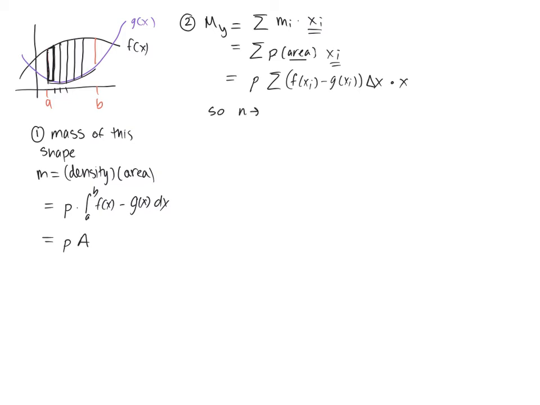So take the number of pieces to infinity, and M_y is going to equal rho times the integral from a to b. What's going to be inside of my integral? Obviously f of x minus g of x, right? And there's a dx obviously as well, so delta x becomes dx. What else has to be in the integral? x sub i, and that becomes x once you've taken the limit, right? So that's where the M_y formula comes from.